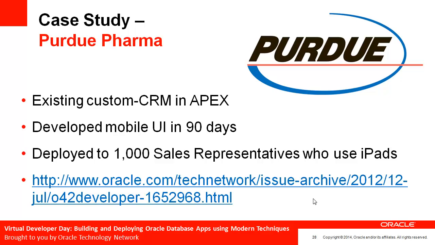In fact, that link at the bottom there leads to an article from OTN magazine, which talks about the solution that Purdue Pharma were able to produce very quickly and easily and really exceed their salesmen's expectations with mobile capabilities and what they can now do when they're sitting in a customer's office.